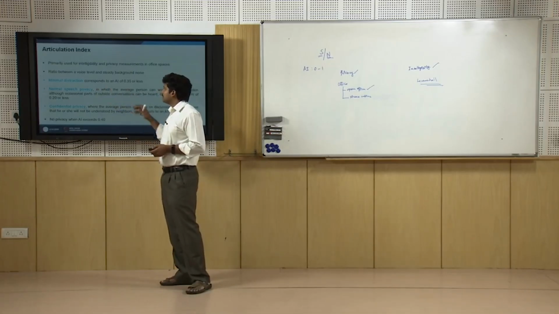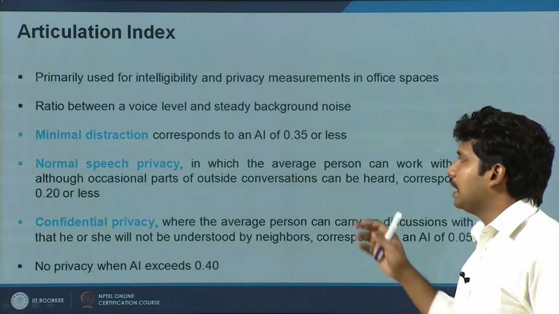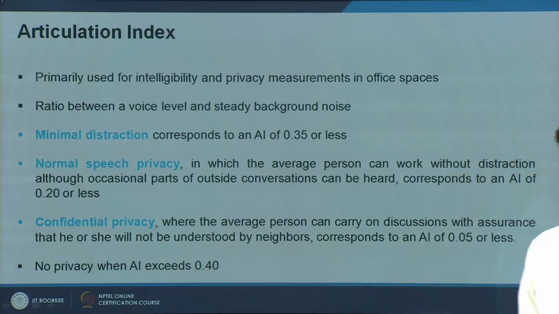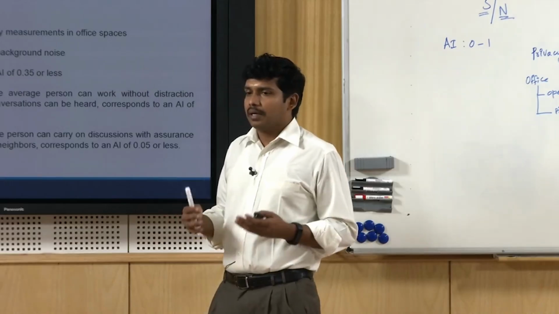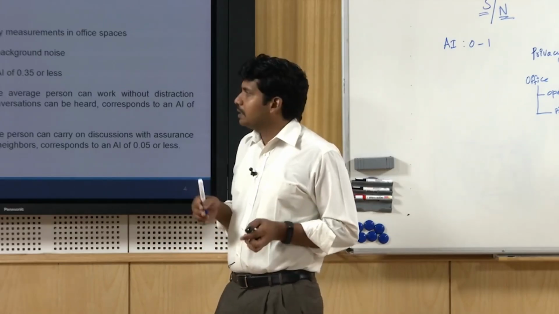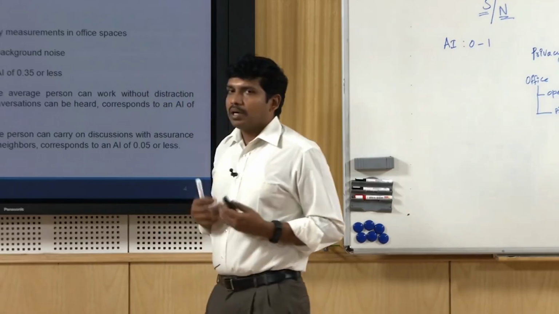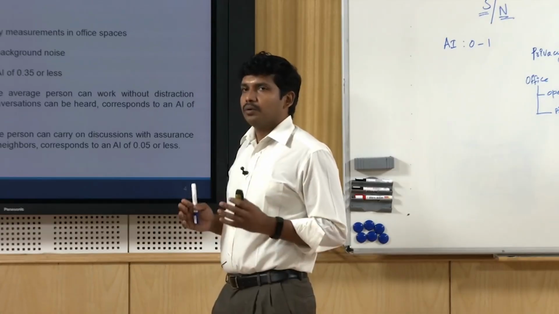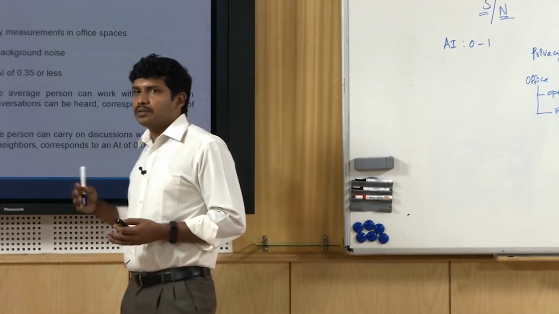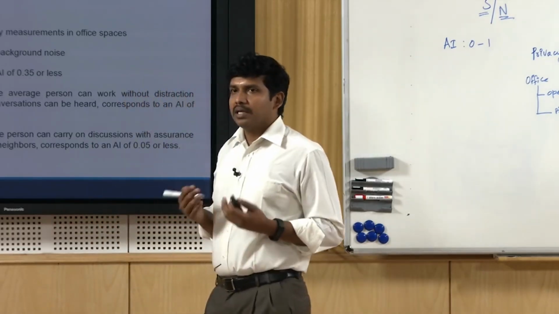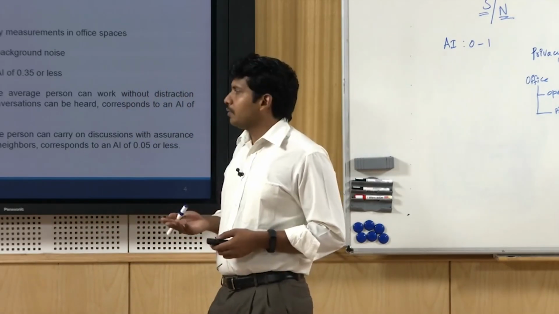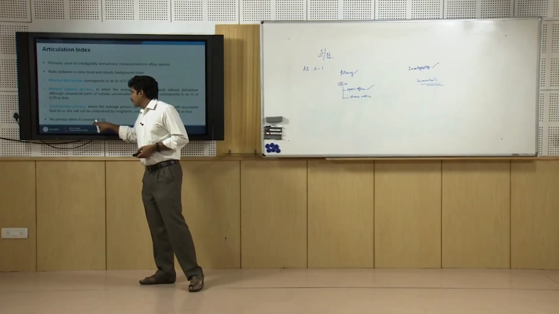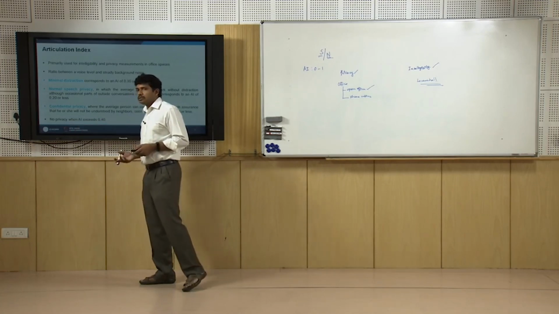Minimum distraction, for example, corresponds to an articulation index of 0.35 or lesser. If it is 0.35 or less, you can ensure that you have attained acoustic privacy in a particular space. If you want confidential privacy, say in a boardroom where financial discussions are made, you might have to ensure total acoustic privacy, which means you have to go as low as 0.1 or lower. Acoustic insulation plus absorption, both are required, sound insulation as well as absorption of the emitted sound. If it exceeds 0.4, it means there is no acoustic privacy.